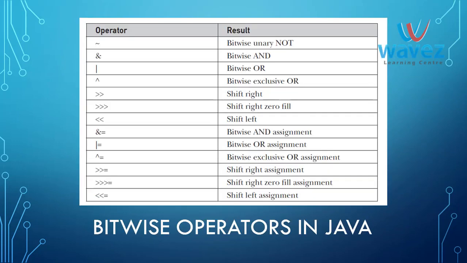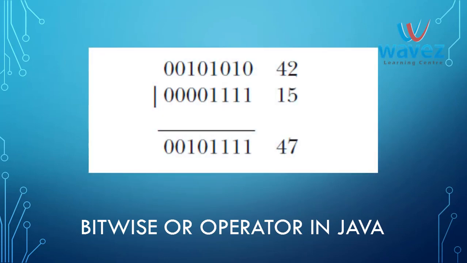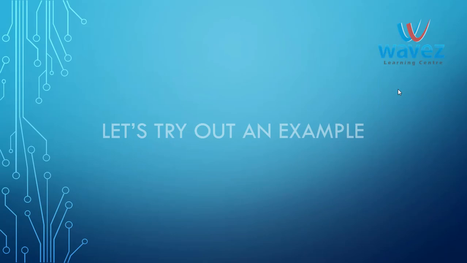In case of most of the operators, only the single symbols are used. We will be focusing more on the right shift and left shift operators, as these tend to be the most difficult ones to understand. Let's look at the bitwise OR operator in Java. If you look at this operation, what the OR operator does is, it works on 42 and 15 on a binary level and gives the result as the same. Let's try out an example.